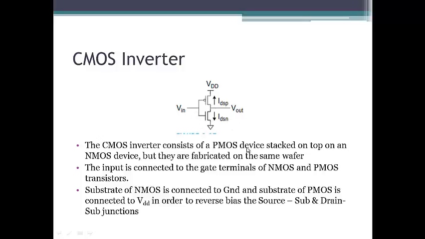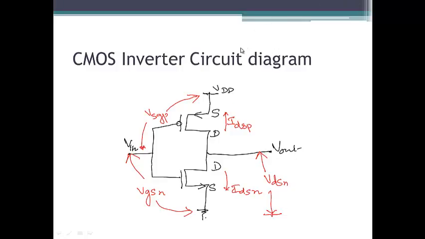The substrates of both the transistors are connected: for the NMOS transistor it is connected to the ground, and for the PMOS transistor it is connected to the VDD, so that the substrate-source and the substrate-drain junctions are reverse biased. Now let us see the CMOS inverter circuit diagram in detail with the voltages.